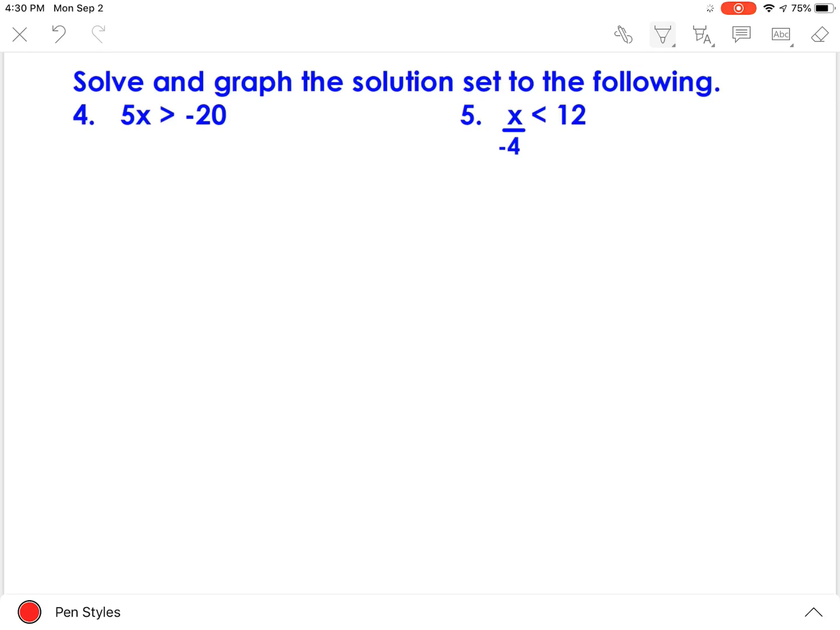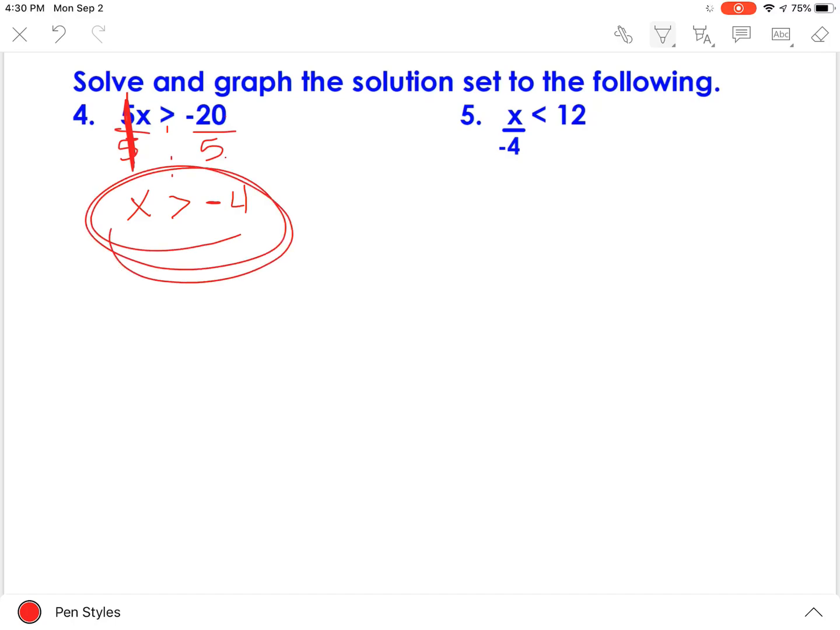So number 4, we have 5x is greater than negative 20. Well, we have 5 times x. So the opposite of multiplying by 5 is dividing by 5. So let's divide by 5 on both sides. 5 divided by 5 is just 1. So we have x. We bring down our greater than sign. Well, negative 20 divided by 5 would be negative 4. So x is greater than negative 4.